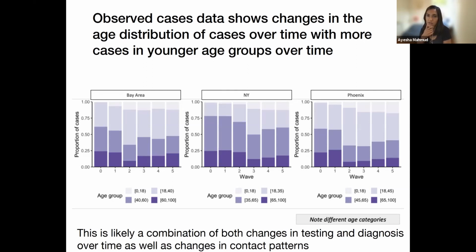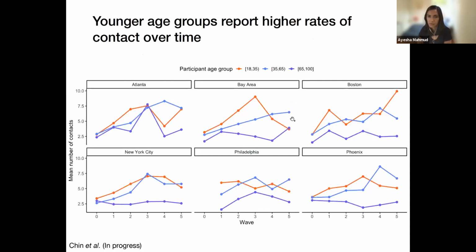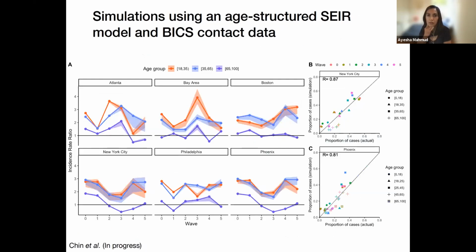But we were interested in whether there could be some impact of the increases we're seeing in the younger age groups over time. So Taylor put all of our contact matrices into an age-structured SEIR model, and this is the model output at each of our survey waves. Instead of plotting the whole thing, I'm just showing the incidence rate ratio. If we're looking at the purple line, that's the incidence rate for 65 to 100-year-olds relative to the incidence rate for the 0 to 18-year-olds. That's our reference category here.